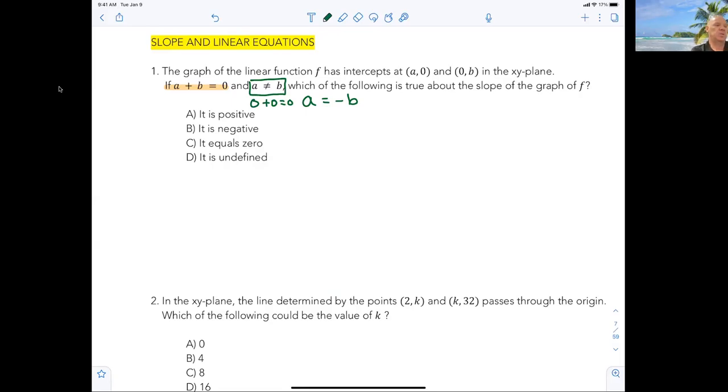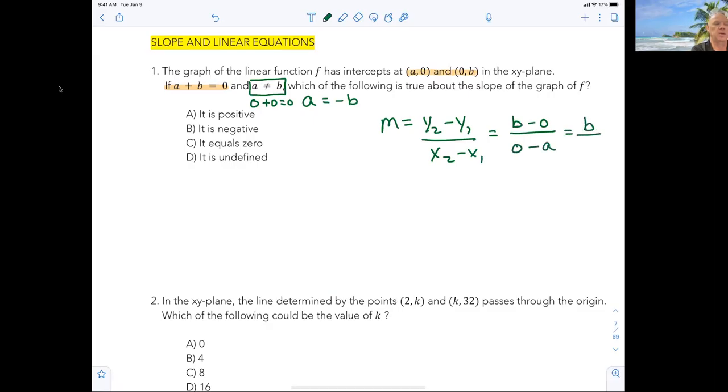It says, which of the following is true about the slope of the graph? Now, since they're referring to the slope, I want everybody to write down m equals y2 minus y1 over x2 minus x1. That's super duper important. That's always used. Now, you see where it says (a,0) and (0,b). Let's just calculate the slope. If I were to calculate the slope, I would say b minus 0 over 0 minus a, or b over negative a.